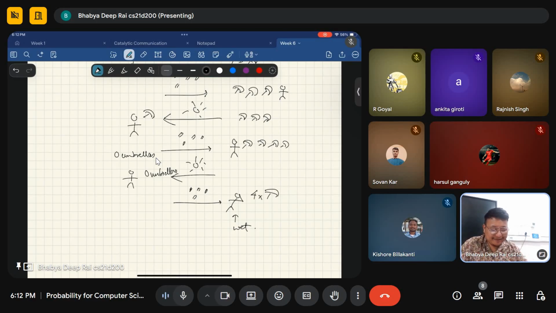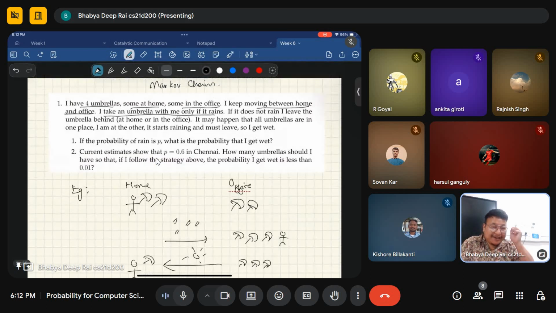Okay, I hope the scenario is clear. So I take the umbrella only if it is raining, and if it so happens that I'm at home and all my umbrellas are at the office and it rains, or I'm at the office and all the four umbrellas are at home and it rains, I'm going to get wet. Okay, so that is what this last line says. So the question is, if the probability of rain is p, what is the probability that I get wet? But before this question comes in, we want to model this as a Markov chain, as states and then probabilities of moving to other states and so on, right?